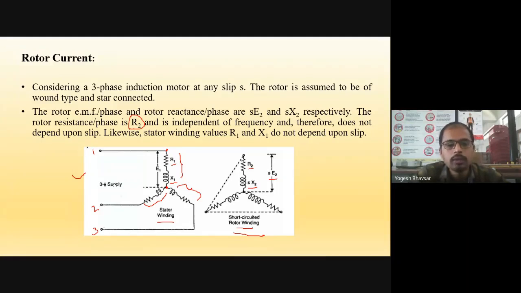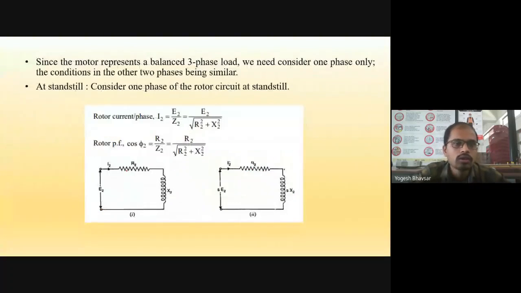म्हणजे तिन्ही फेजला इम्पेडन्स सेम असेल, बरोबर. मग तिन्ही फेजला जे काही करंट फ्लो होत आहे ते पण सेम असेल, right? So this type of load is called balanced load. If there is an unequal impedance across the three phases, then this is called unbalanced load. So as the motor represents a three-phase balanced load, we need to consider only one phase, and the condition in the other two phases will be similar.